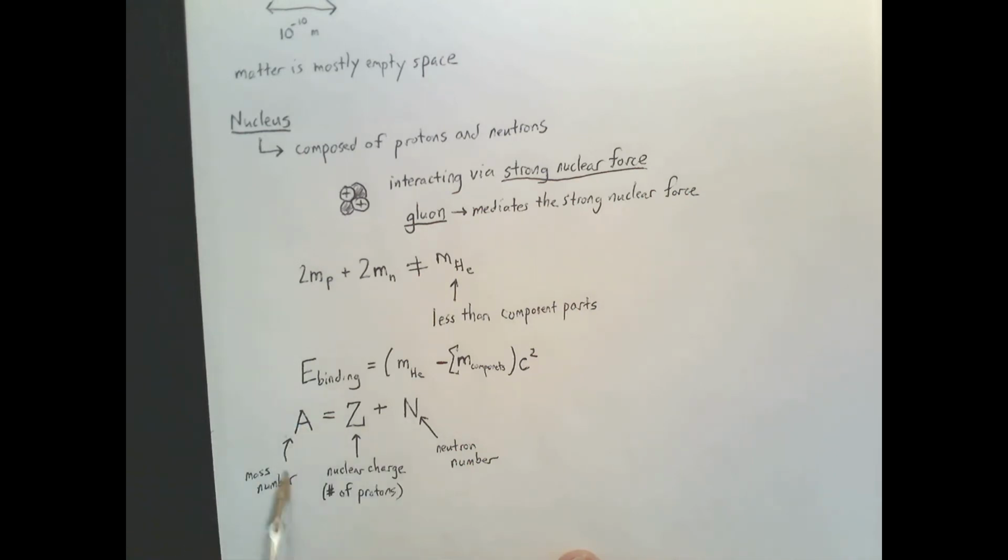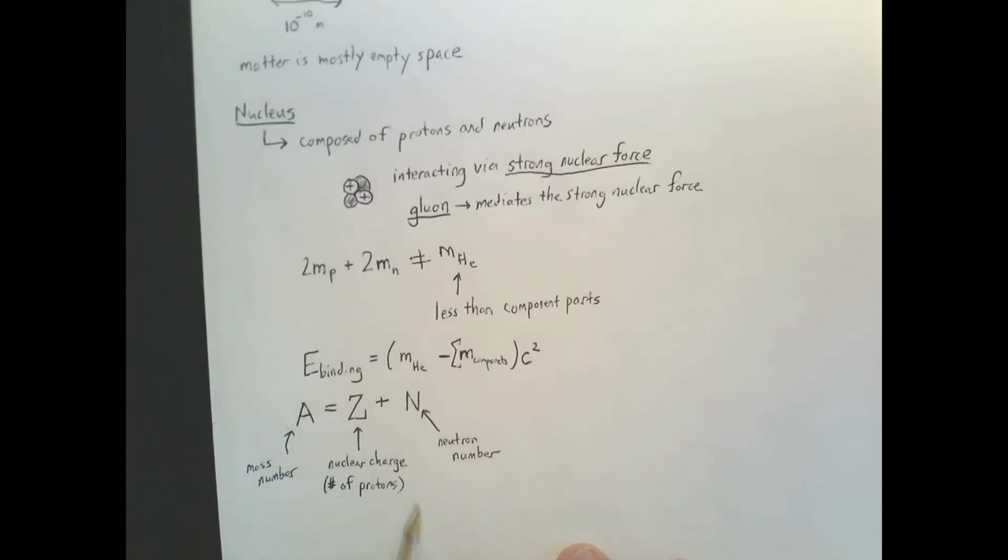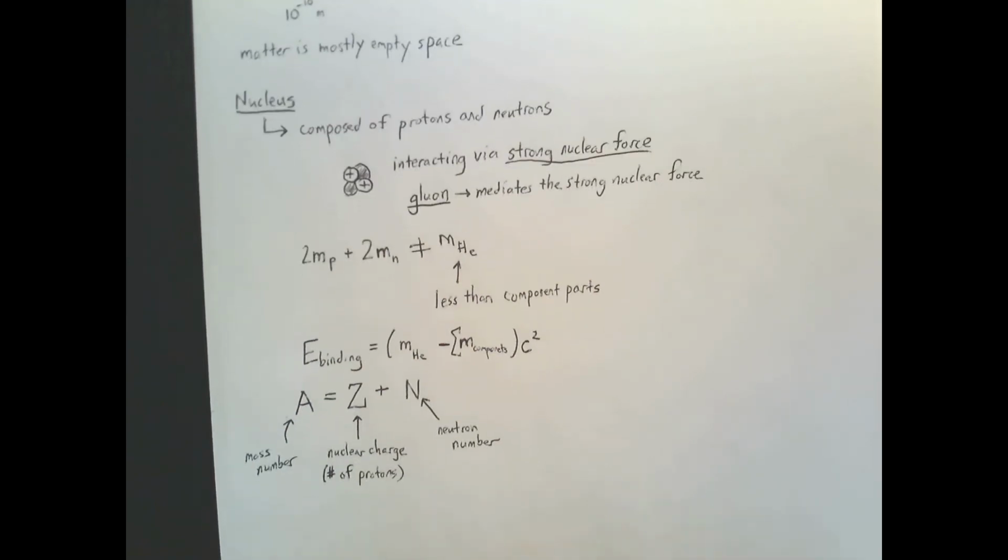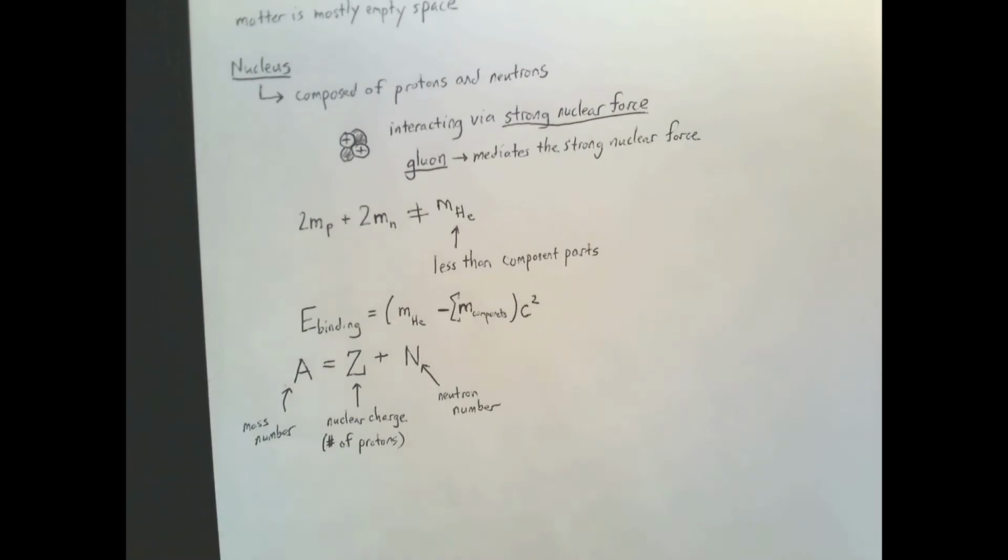And for a given element, depending on the balance between protons and neutrons, you can end up with a different mass number, and that gives us the various isotopes that can exist for any one kind of atom.